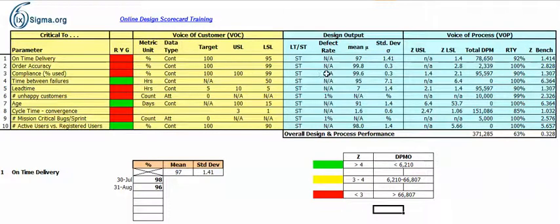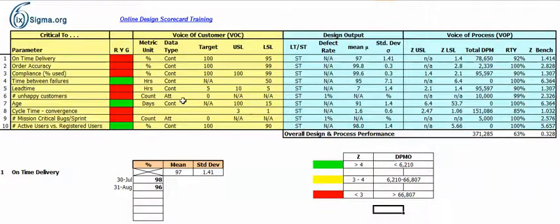Okay, so moving over to the right, we've got long-term and short-term data type. I would just suggest that you always work short-term unless you've got very low volume processes that take many weeks or months to produce a product, in which case you use long-term, but I would suggest you use short-term. The defect rate, if that's appropriate, the mean, and the standard deviation.